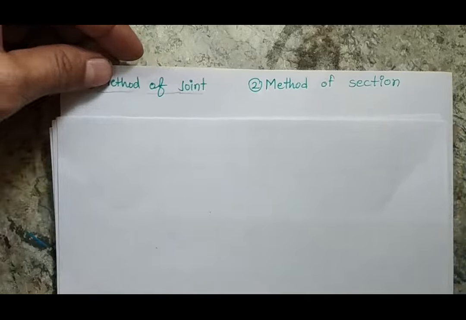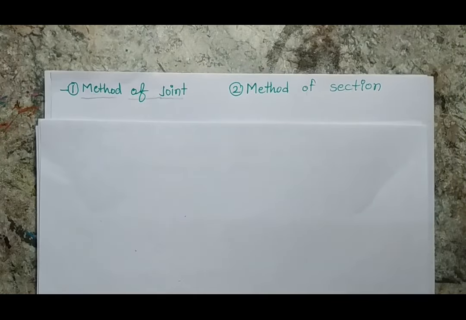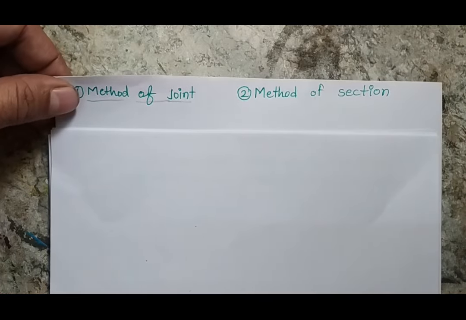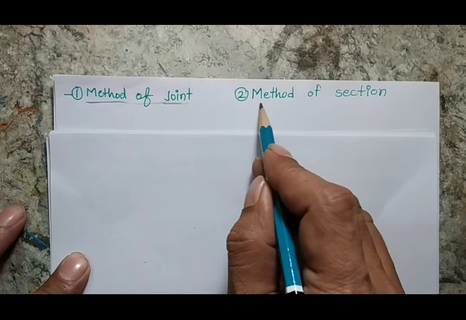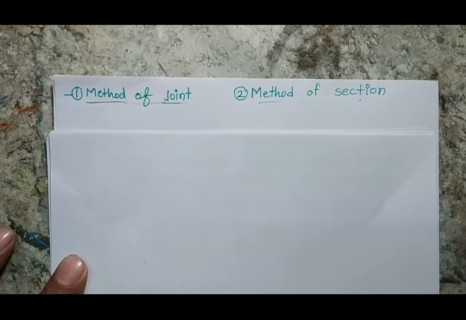Now I will move to our problem, but before that, we should know that there are two methods which apply to solving truss problems. What we solve in trusses, I am repeating again, is to find the nature of the forces as well as the magnitude of the forces in different truss members, so that the designer can design the size of the member. There are two methods. One is the method of joint, another is the method of section. Here I am starting with the method of joint.